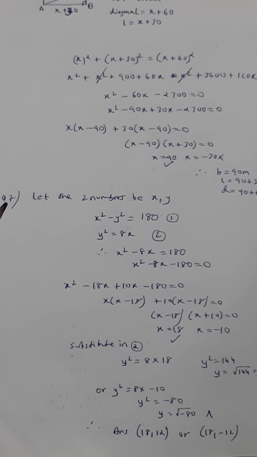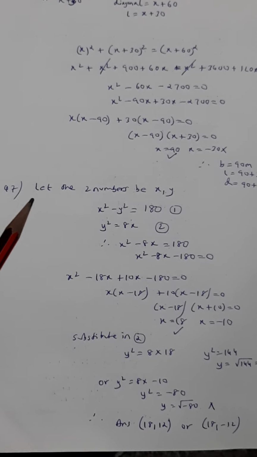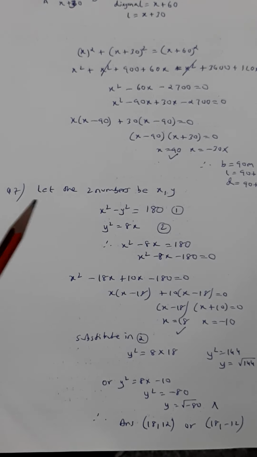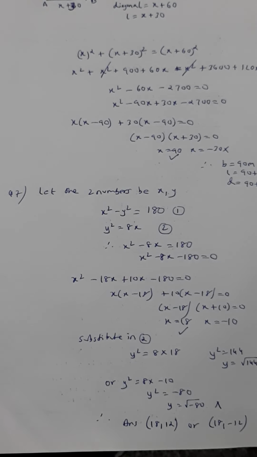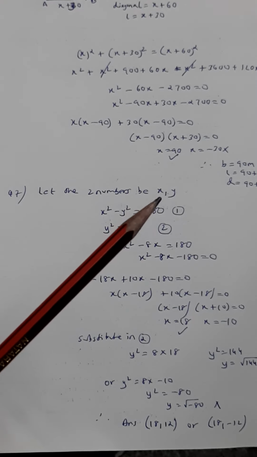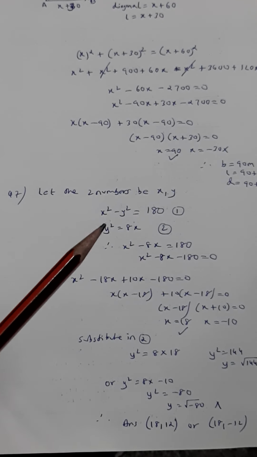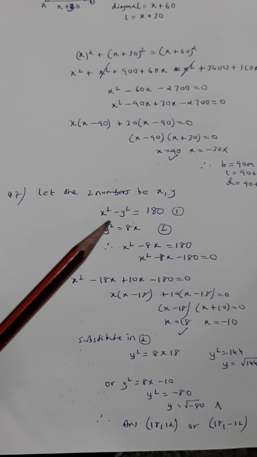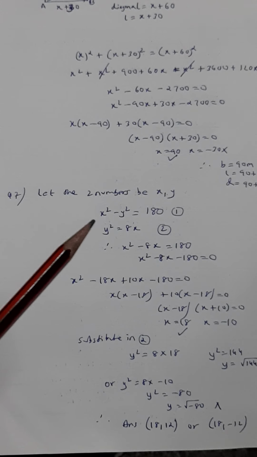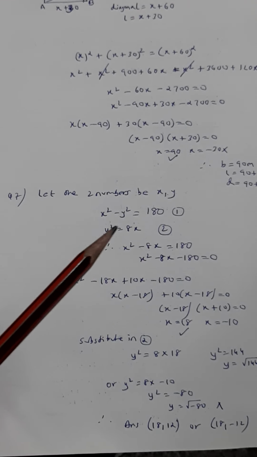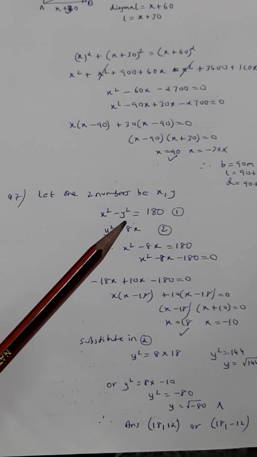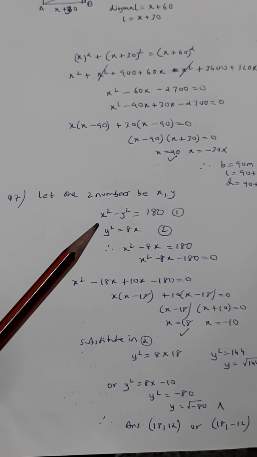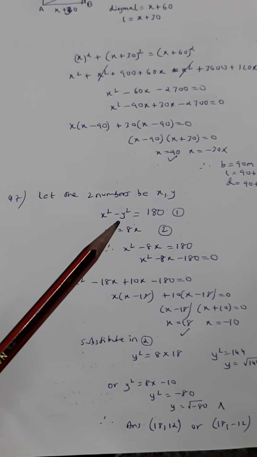Then we come to the 7th question. The question says the difference of squares of two numbers is 180. So let the two numbers be x and y. Difference of squares means x square minus y square. That's the difference, minus. The difference of the squares is 180. And when you are doing x square minus y square is 180, that means obviously x is the bigger number and y is the smaller number.